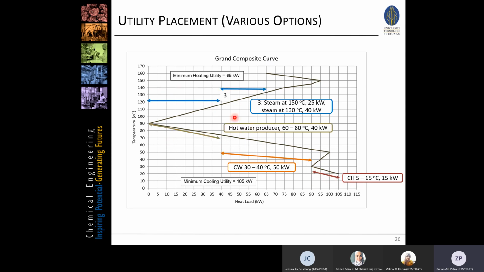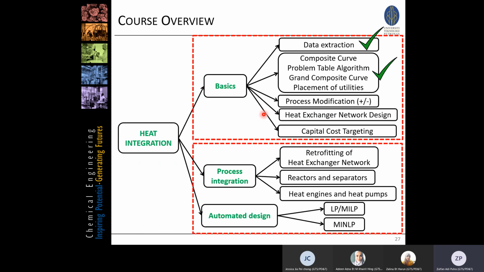We could also use this 150 degrees C steam over here, put it on the grand composite curve, makes 140. And if somehow this is not enough, I can also use the 3-bar steam over here. This we can make a hot water producer, cooling water, and then another chilled water. So with this, we can play around and utilize the existing steam or utility levels as we would like to have it. I think this is the end.